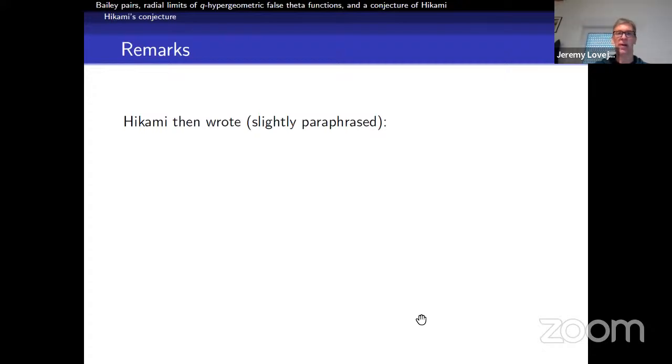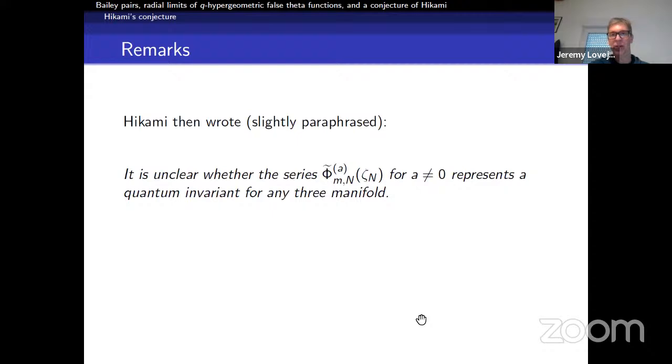So after he made his conjecture, he wrote the following. It is unclear, which I slightly paraphrase, whether the series phi sub m capital N superscript a of zeta sub n for a not equal to 0 represents a quantum invariant for any 3-manifold. So, what to do? He seems to be saying for a equals 0, we can prove this using Kashaev invariants and knot theory. But for a not equal to 0, he doesn't know how to relate this to any quantum invariant. So is the idea to define some generalization of the Kashaev invariant for a and m, which would then apply to these torus links, or to define some generalization of the torus links, for which the Kashaev invariant captures the case a comma m? So where does one go from here?